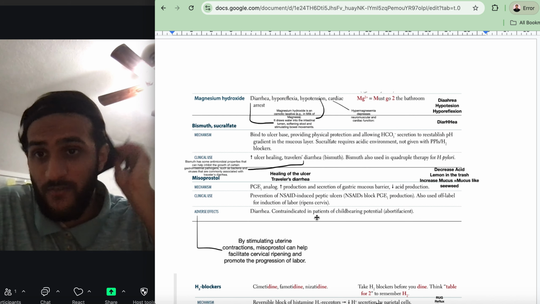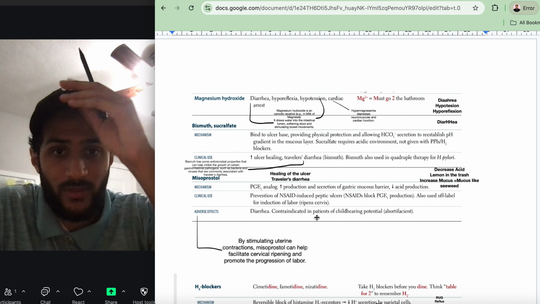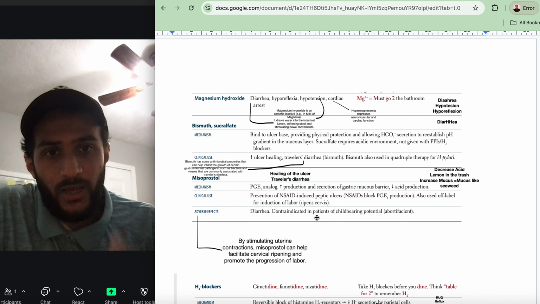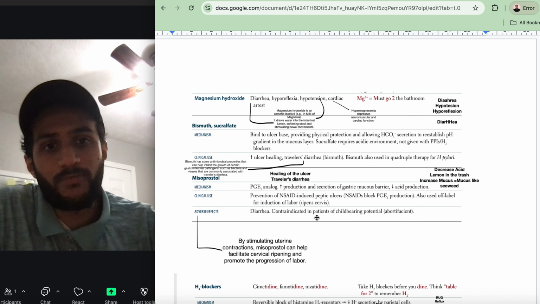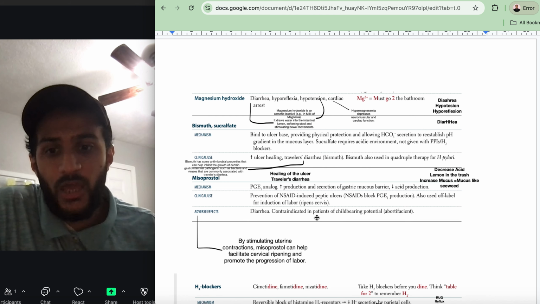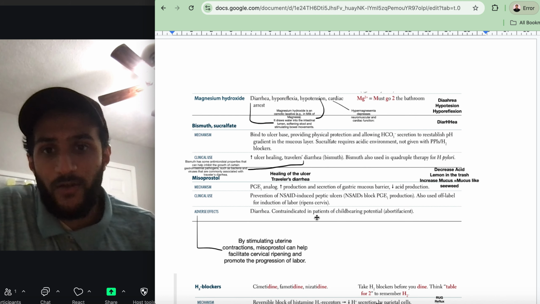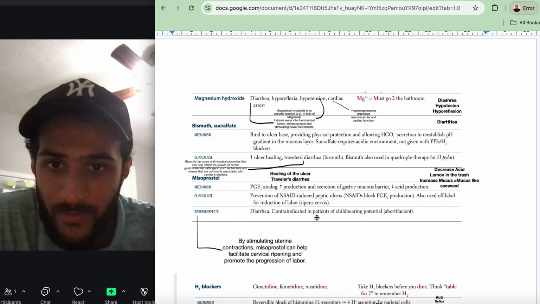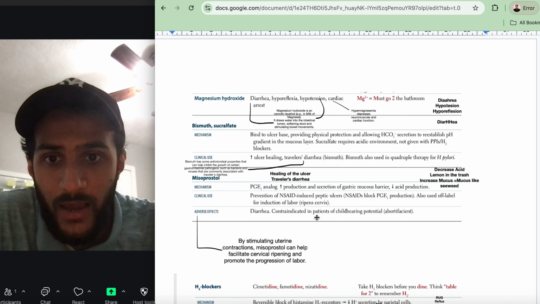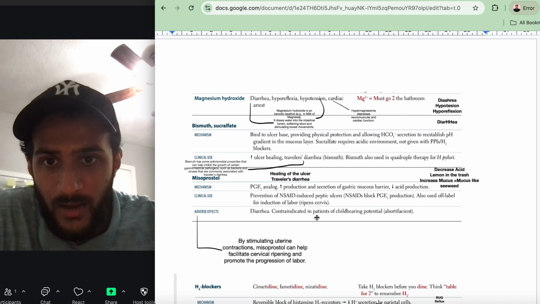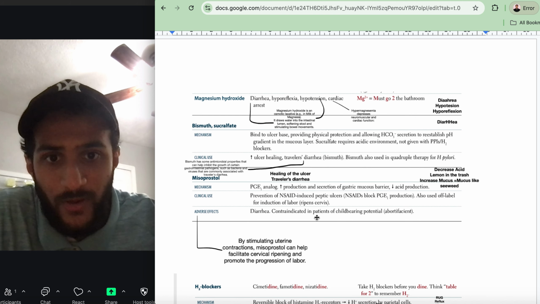Guys, bismuth and sucralfate require an acidic environment for their activation to occur. They bind to the ulcer, allowing bicarb secretion to reestablish the pH gradient in the mucus layer. Sucralfate requires an acidic environment, so don't give this with a PPI or H2 blocker. That's important. Use is going to be any sort of ulcers and traveler's diarrhea, because bismuth has some antimicrobial properties that can help with growth of certain GI pathogens and bacteria associated with traveler's diarrhea.